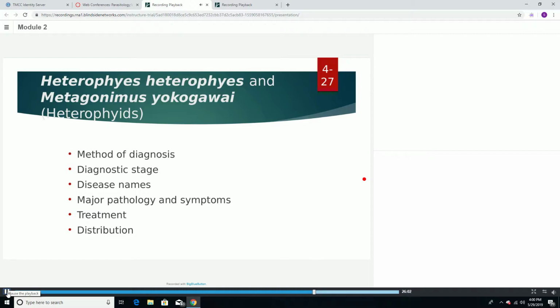Disease names, it's going to be heterophyiasis or metagonimiasis. Oh, that's Metagonimus. Sorry, some of these things are just now coming back to me. It's been a few years since I've lectured parasitology.